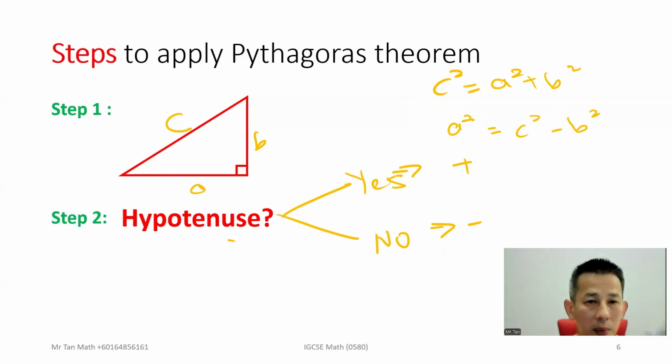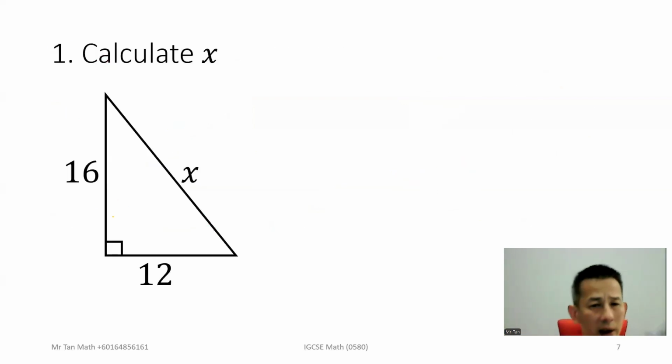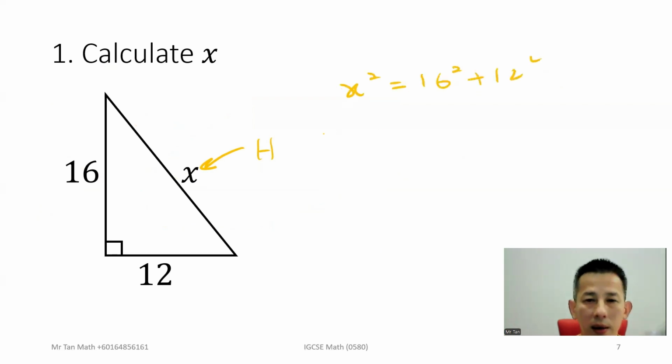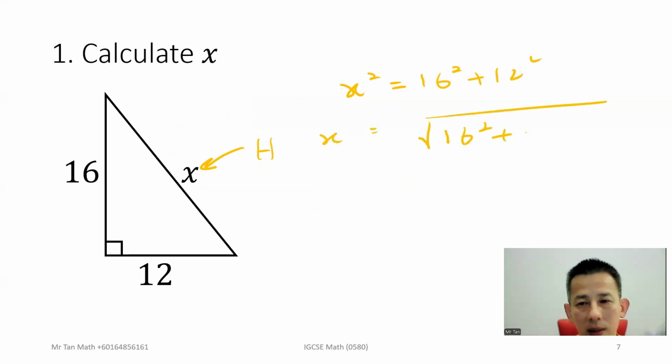Let's try some questions. Okay, this is a right angle triangle and the x is the hypotenuse. Therefore, x squared is equal to 16 squared plus 12 squared, and x equals the square root of 16 squared plus 12 squared. Calculate, you should get 20.